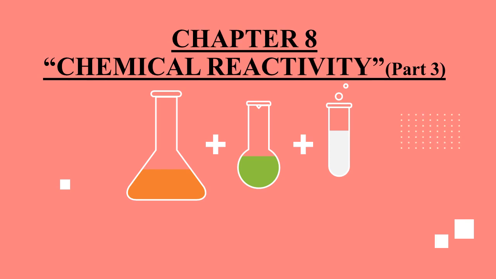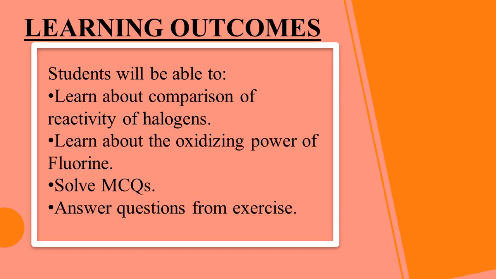In this part you are going to learn the further topics of chapter 8, chemical reactivity. In this part of the chapter you are going to learn all the topics which are left. You are going to learn the comparison of the reactivity of halogens and the oxidizing power of fluorine. You are going to solve the MCQs from the exercise and answer the questions from the exercise. Please note down the answers on your neat copies.